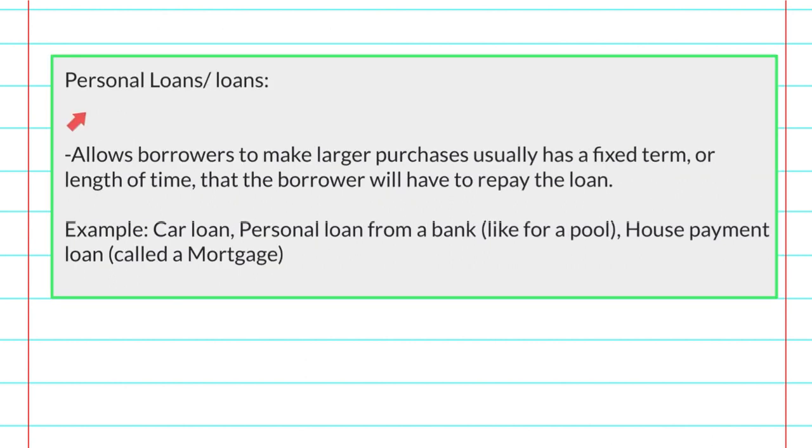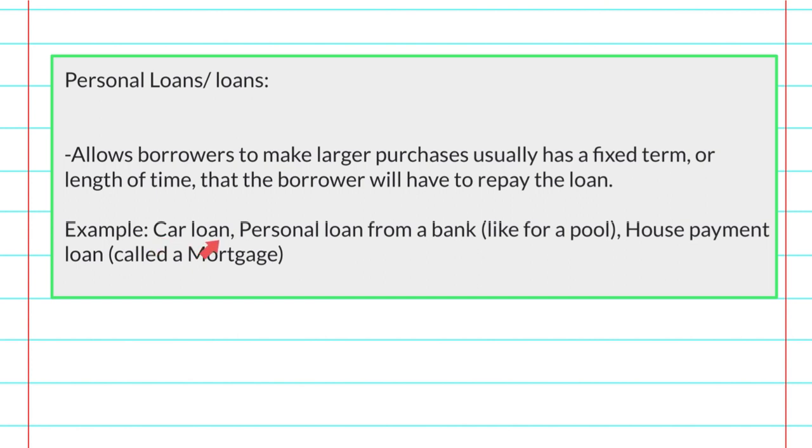Another form of credit would be personal loans or just loans in general. These allow borrowers to make larger purchases. Usually they have a fixed term, so they have a fixed time. Term means a length of time that the borrower will have to repay the loan. So some examples of a personal loan or just a regular loan.